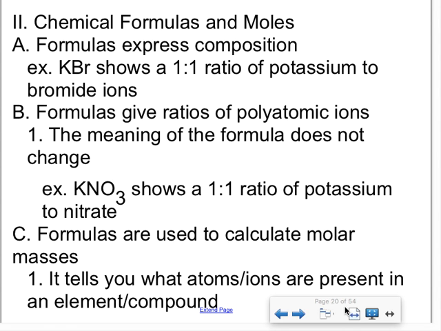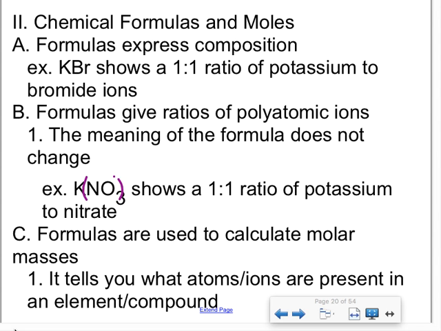So I have KNO3. NO3 is the polyatomic ion. It's still a 1-to-1, but how many potassiums do I have? 1. How many nitrogens? One. How many oxygens? 3, okay? So just know that the subscripts actually do mean something.